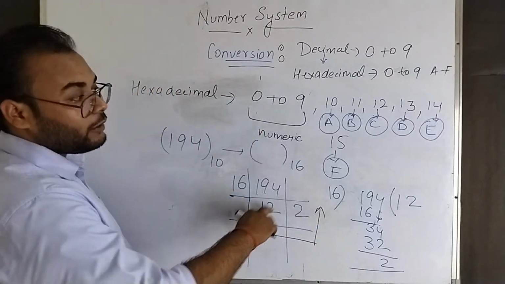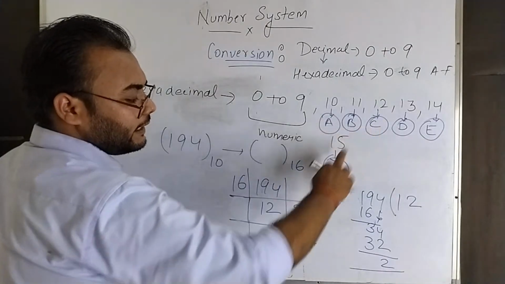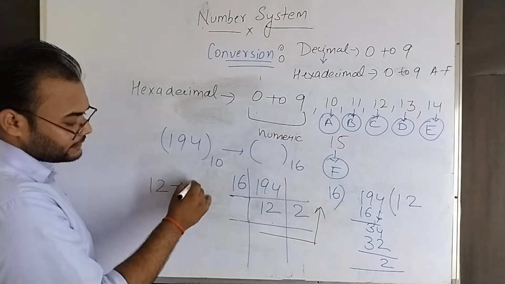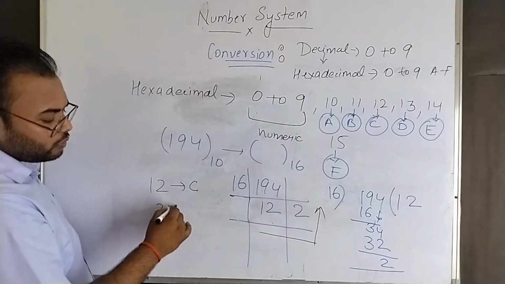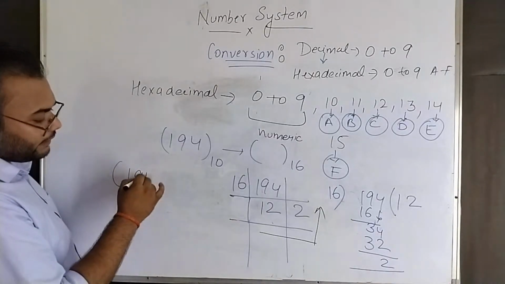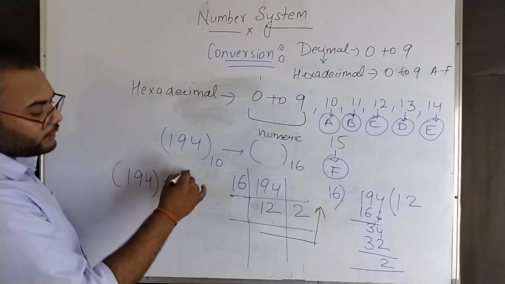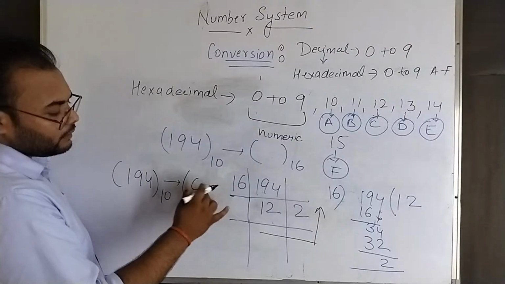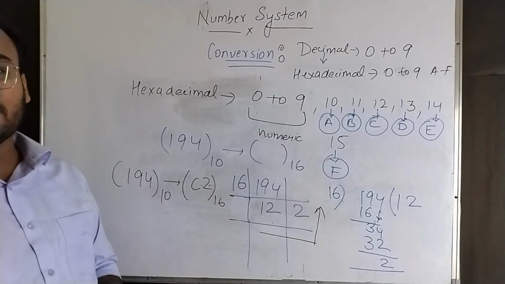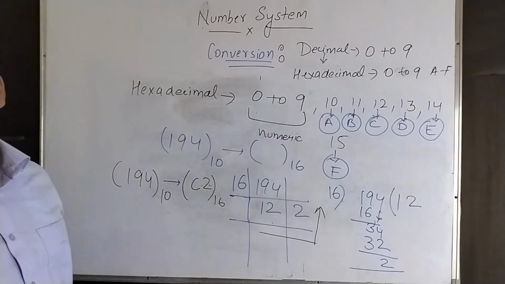And 12, I told you, what can 12 be written as? C, and this is 2. So 12 can be written as C, and already there is a 2. So we can write this as what? We can write this as 194 base 10, it will give us C2 base 16. This is your answer. You can check, everyone: C2, C2, C2.